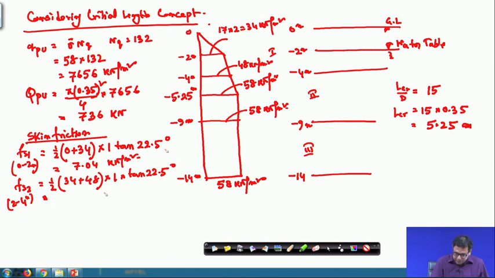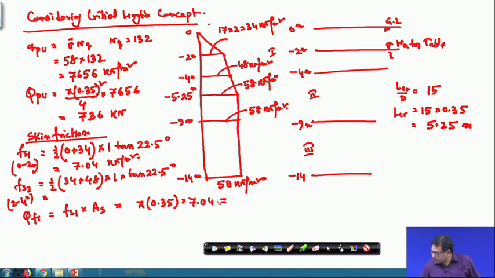So, similarly, from here I can calculate QF1 equal to Fs1 into As. As is pi into 0.35, and Fs1 is 7.04. So, this is equal to 15.5 kilonewton.